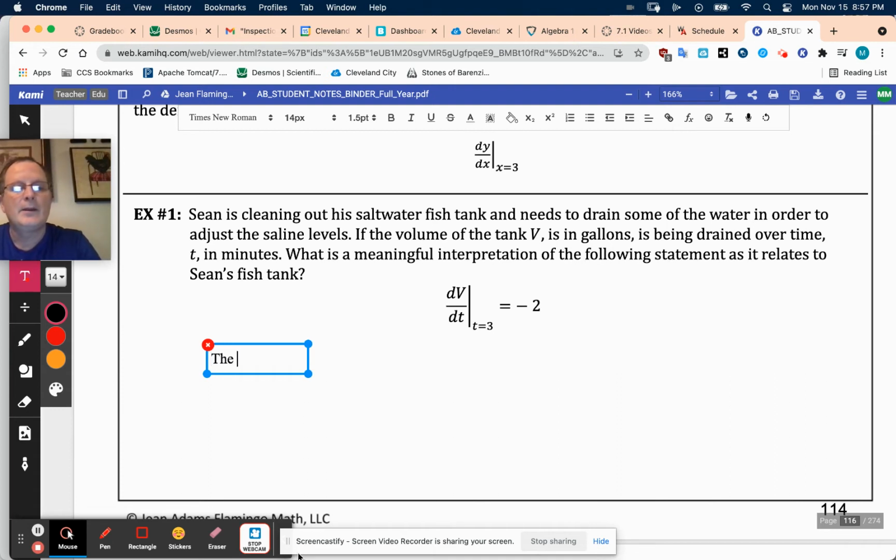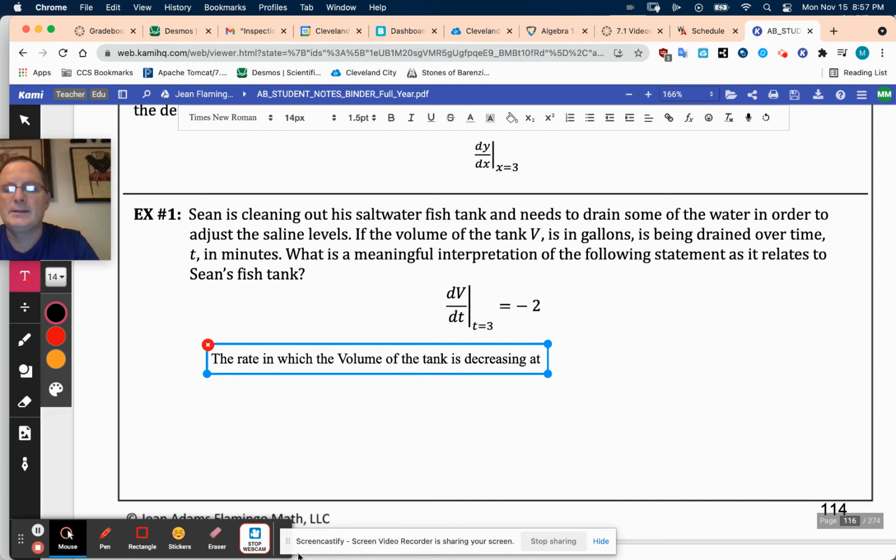Well, this means the rate at which the volume of the tank is decreasing at 2, and this is in gallons per minute when t equals 2 minutes. Okay, so that's how you say all of that in words.